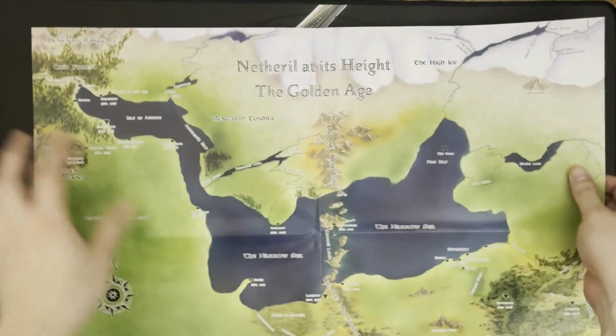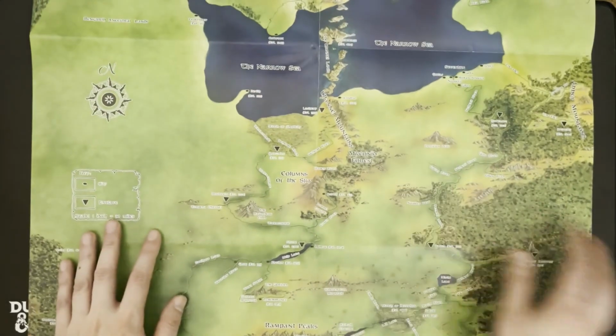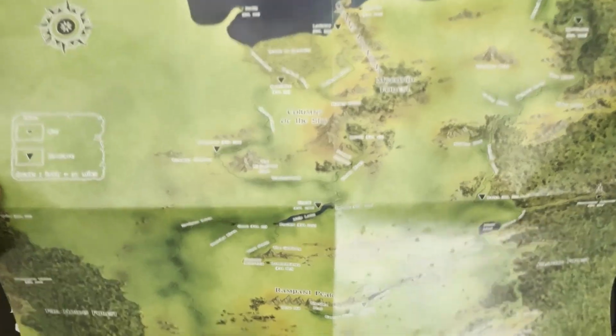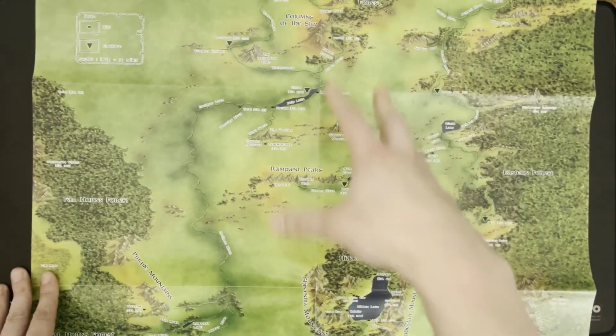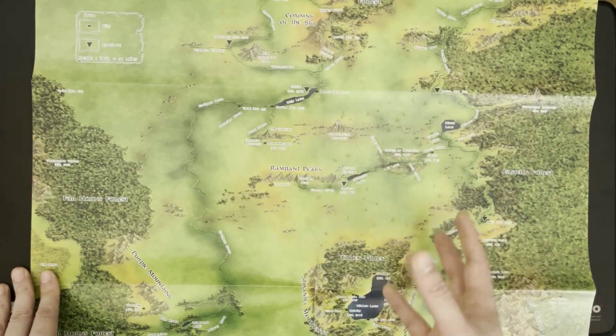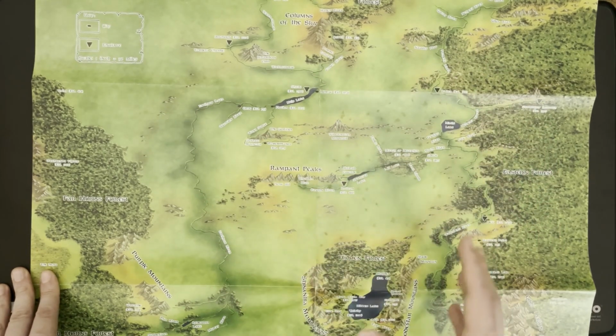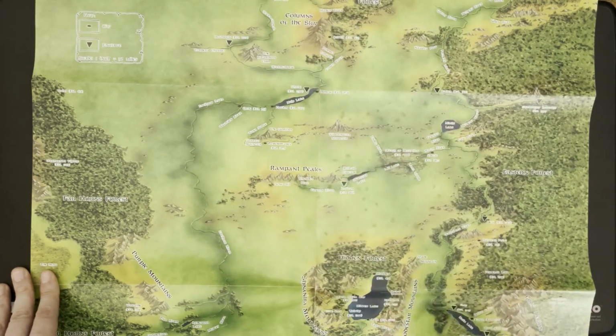The second one shows Netheril at its height, the Golden Age. You'll see that the land looks quite similar to the first map, except this area has not become a desert as of yet. So I definitely think this is the land prior to what became the Anauroch. And the previous map was immediately after the fall, which turned this entire landmass into a desert.